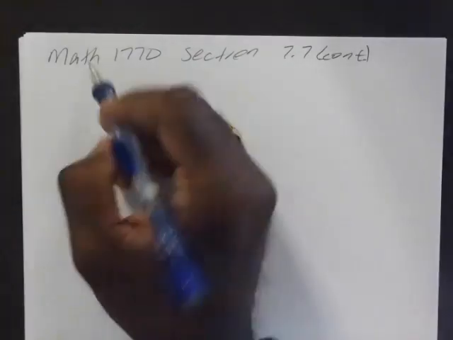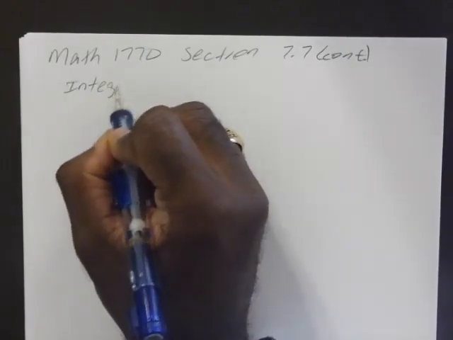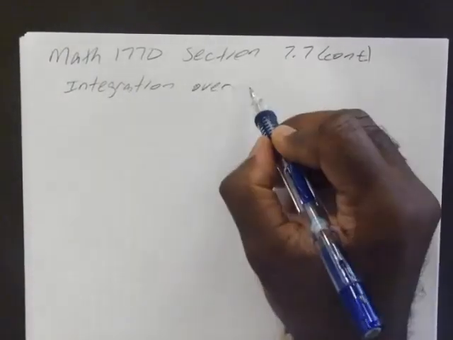Okay. Here, in section 7.7, we left off on integration over infinite integrals.